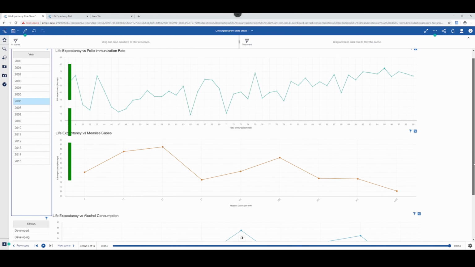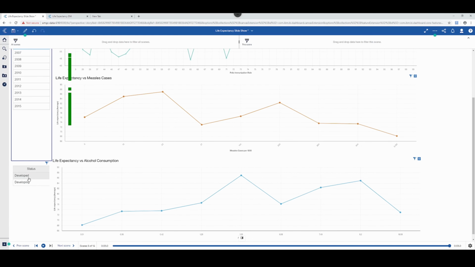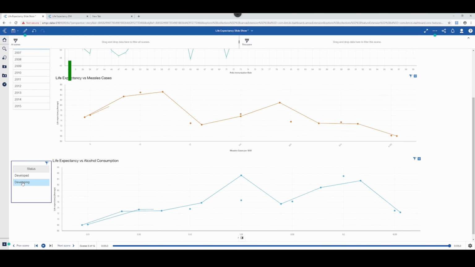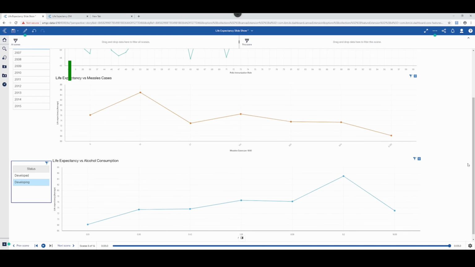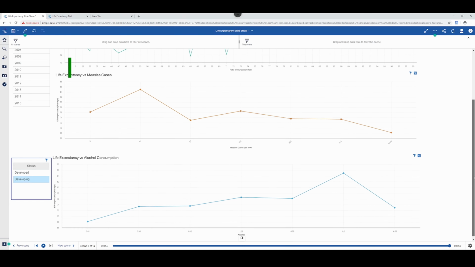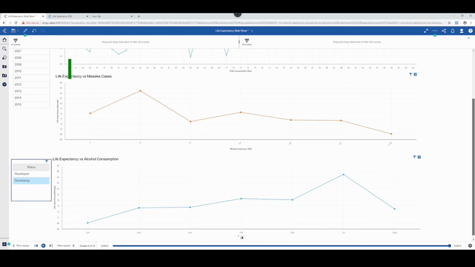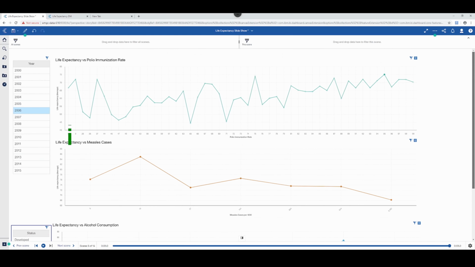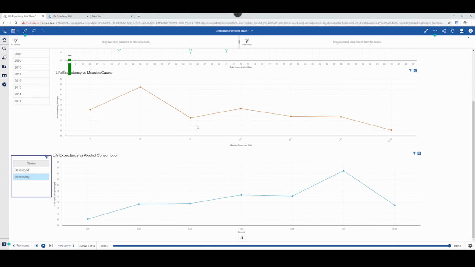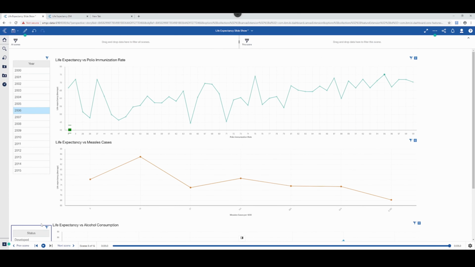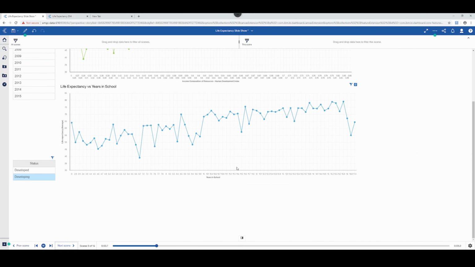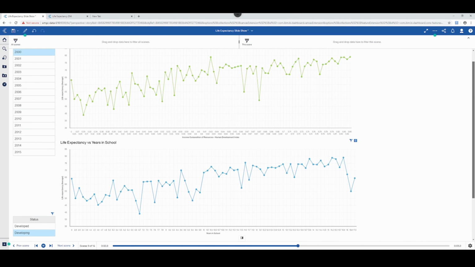And they can also filter it by developed or developing countries. Again, not very easy to see any trends here for measles or alcohol. Okay, so let's move on to this next slide. Okay, here's the next scene.